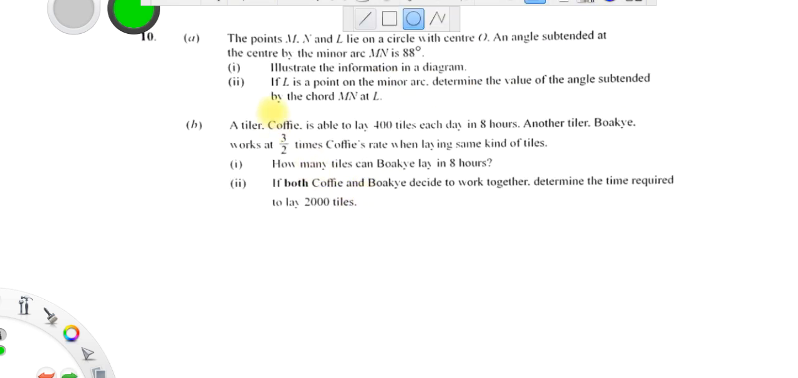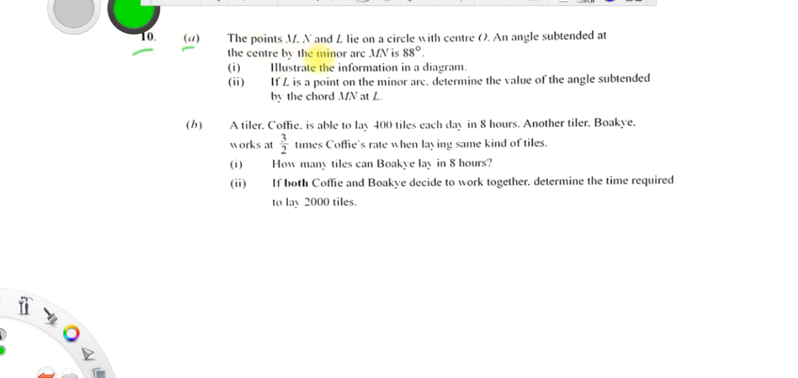So this is the question. You're looking at the theory question, WASSCE 2025. This is question number 10. Question number 10A is on circle theorem, guys. So let us consider this question number 10A. It says what?